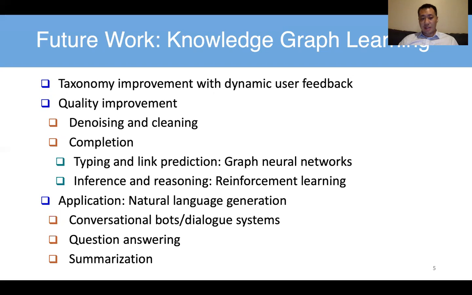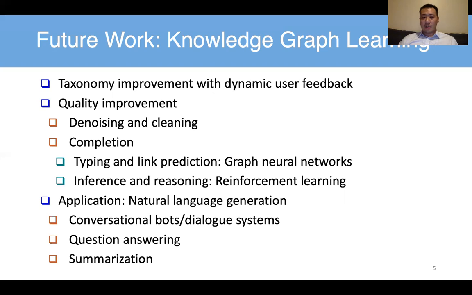One idea is that we can use graph neural nets, such as convolutional neural networks or attention networks, to predict the node attributes and predict the missing links. And the other way is we can use reinforcement learning to infer the multi-hop path between the nodes as a potential new link, and to perform reasoning so that we can complete the knowledge graph.